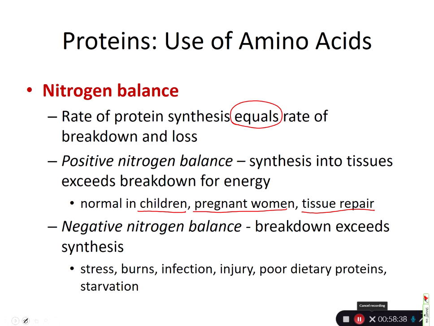A negative nitrogen balance is the opposite. It means that you are breaking proteins down faster than you're building them up. So stress causes a negative nitrogen balance. Burns, infections, if you're injured, or if you're not eating well, if you're starving, all of these things would cause you to have a negative nitrogen balance. You're breaking them down faster than you're building them up.